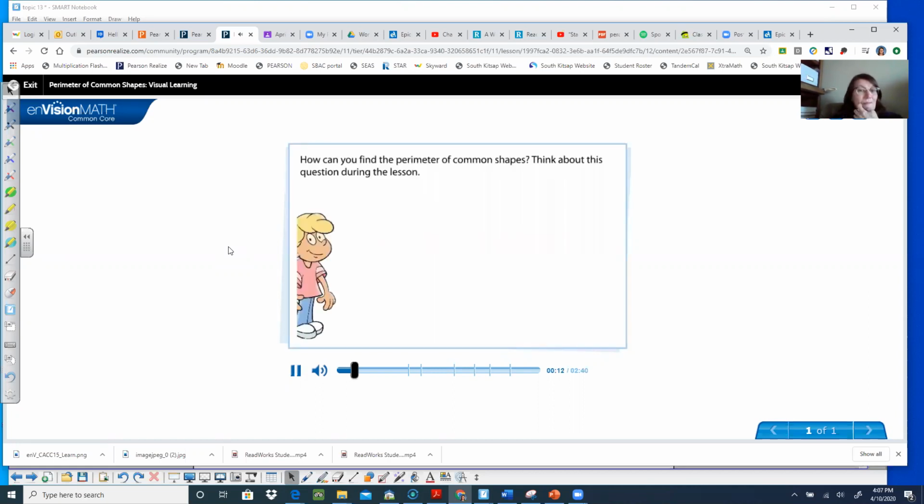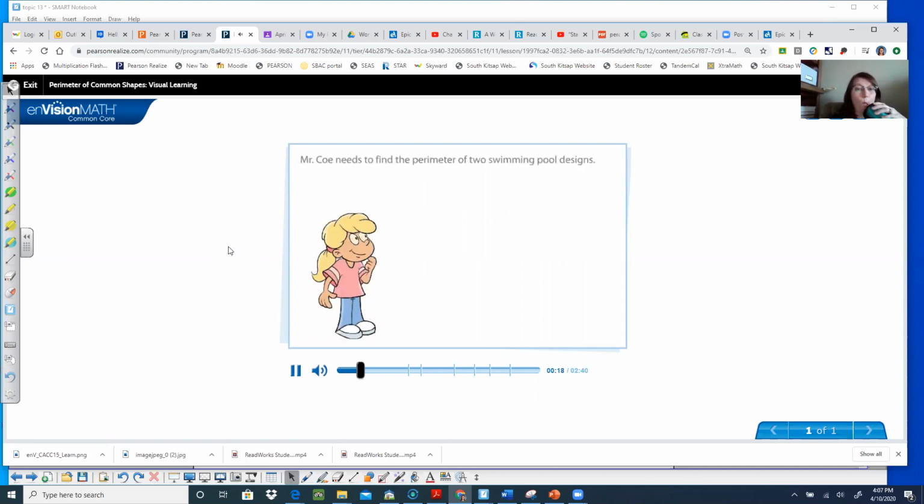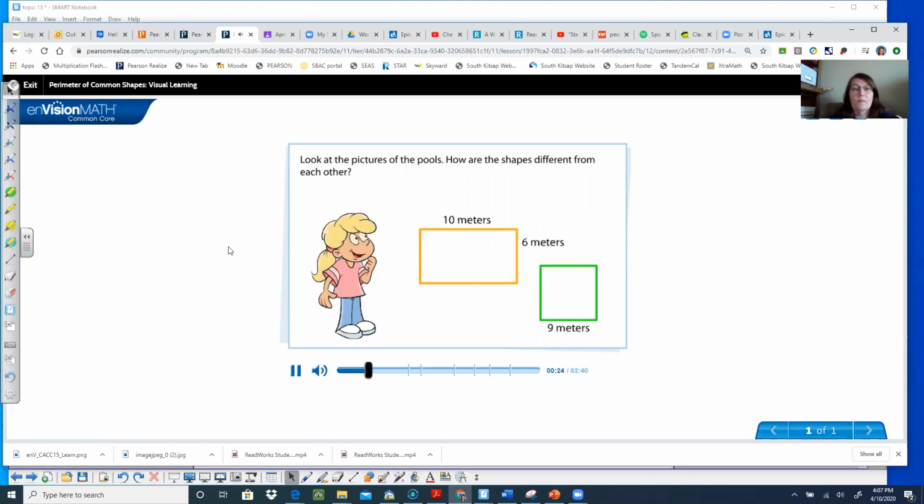How can you find the perimeter of common shapes? Think about this question during the lesson. Mr. Coe needs to find the perimeter of 2 swimming pool designs. Look at the pictures of the pools. How are the shapes different from each other?